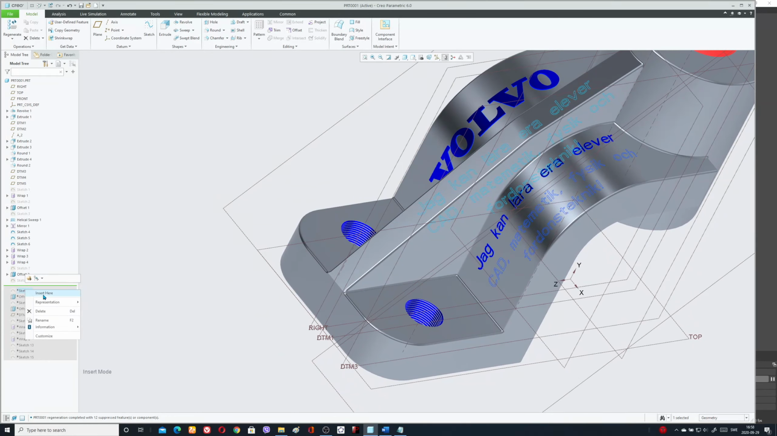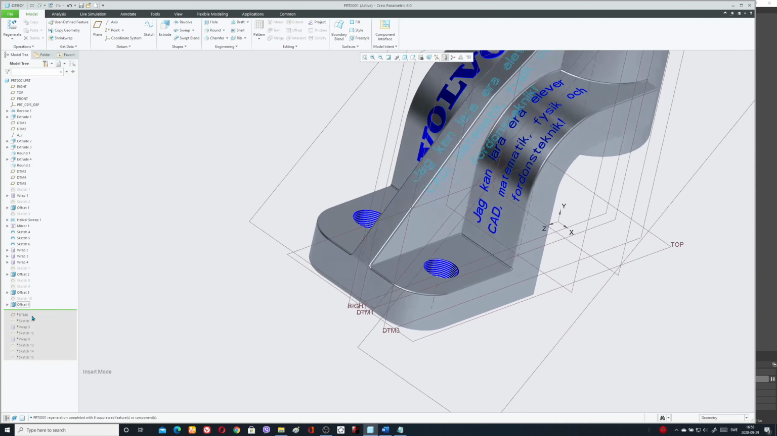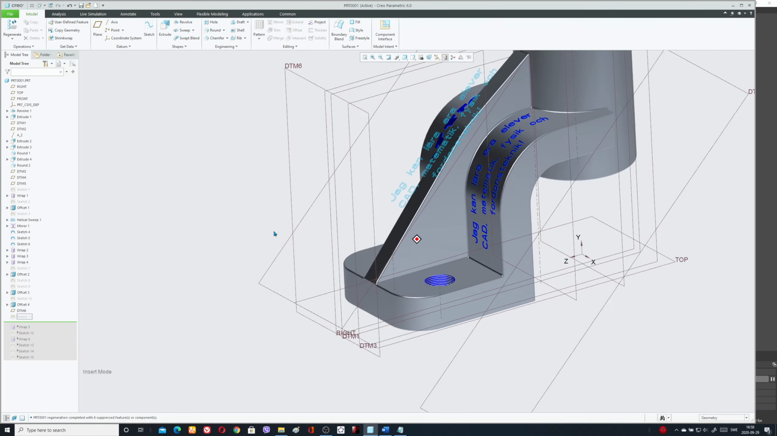Okay. So now we have this one. And let me insert here. We have now Fordonsteknik, and after that they are coming another plane. This is this datum plane. Insert here.